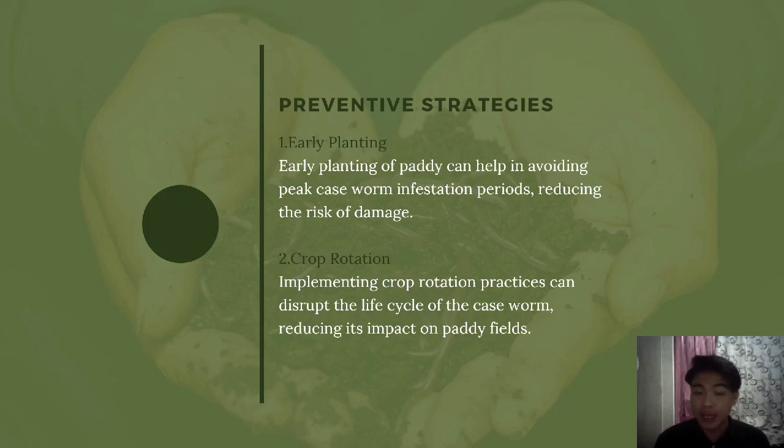On this slide, we can see the preventive strategy. The first one is early planting. Early planting of paddy can help in avoiding peak caseworm infestation periods, reducing the risk of damage. The second one is crop rotation. Implementing crop rotation practices can disrupt the life cycle of the caseworm, reducing its impacts on paddy fields.